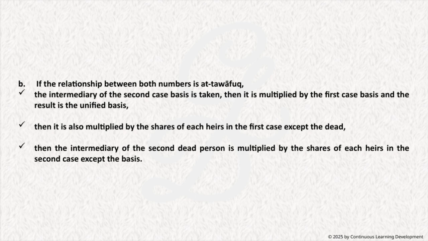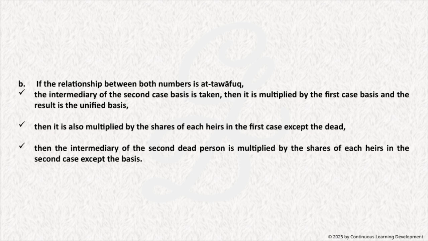Once we have this unified basis, the next step is to multiply it by the shares of each heir in the first case, but importantly, we exclude the share of the deceased in this step. This helps us distribute the inheritance proportionally while respecting the specific shares assigned. Finally, we also multiply the intermediary of the second deceased person by the shares of each heir in the second case, again excluding the share of the basis.